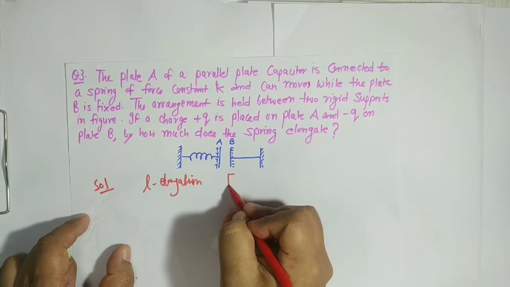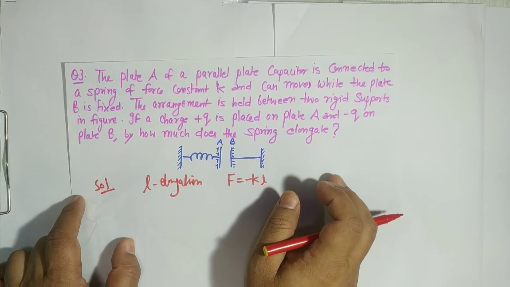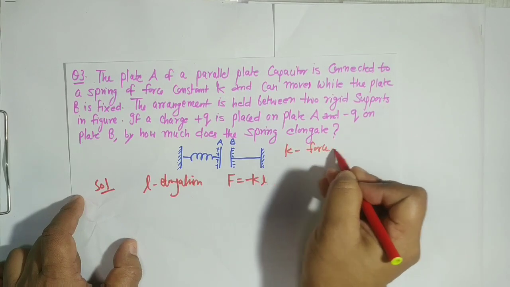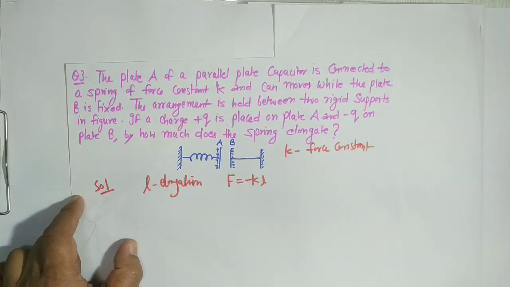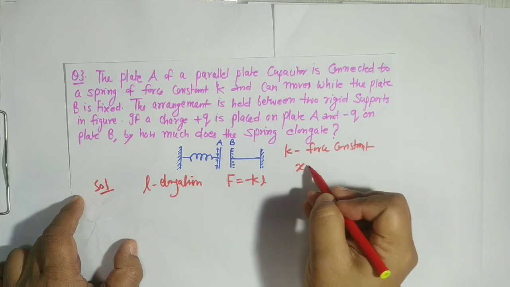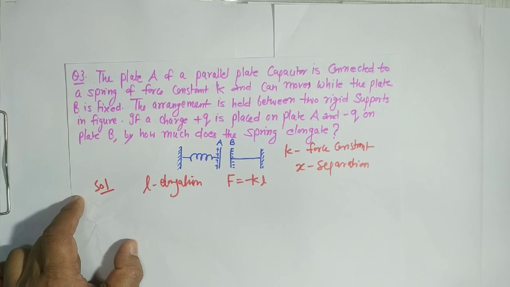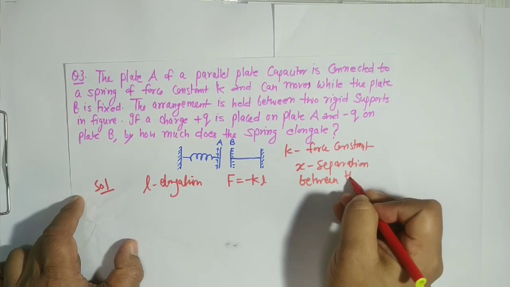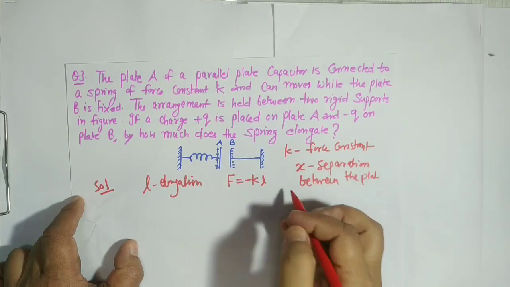Okay, and I think everyone knows F equals minus KL, where L is the elongation. Suppose that K is the force constant, the spring constant, we all know K is the force constant. And suppose the distance is, say, X. X is the separation between the plates when it elongates between the plates. So if X is the separation between the plates, what will happen?